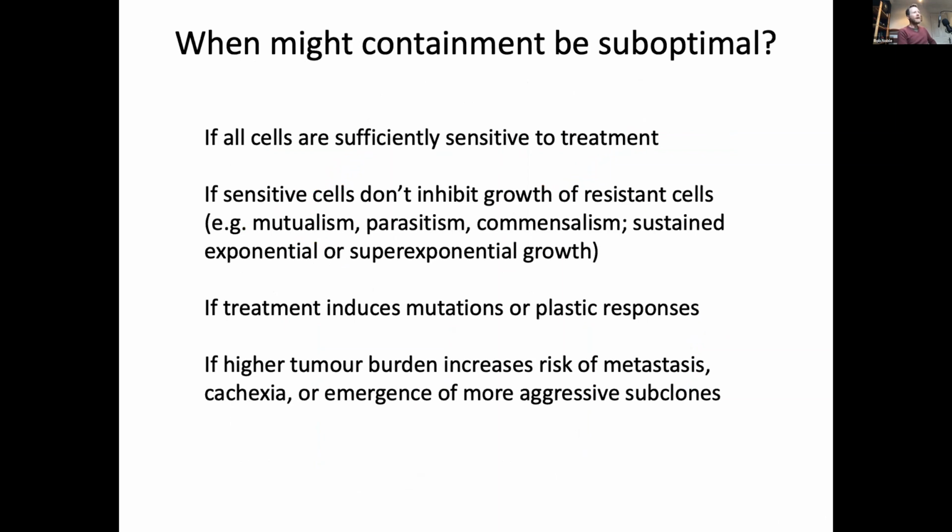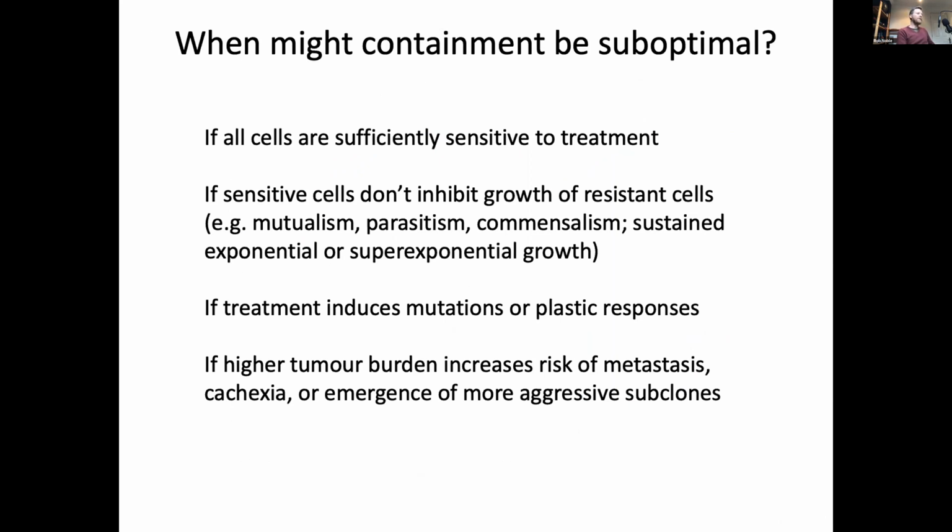And finally, when might containment be suboptimal? Well, there are cases. For example, if all of the cells are sufficiently sensitive to treatment, so if resistance means only weak resistance, then that violates our assumptions. This might not work, and adaptive therapy or containment might fail. Secondly, if the sensitive cells don't inhibit the growth of resistant cells, because that would violate our other assumption. So you could have beneficial interactions or sustained exponential growth, that's less of it, absence of interaction.